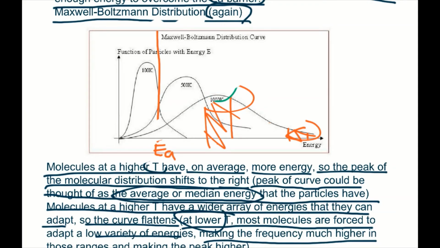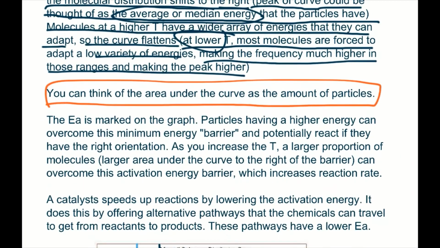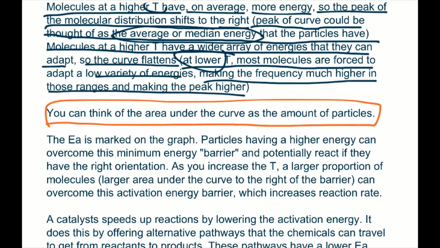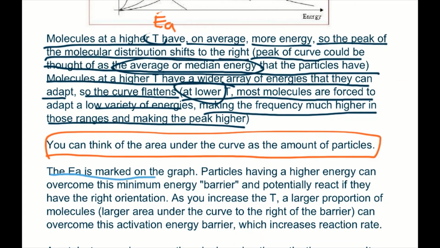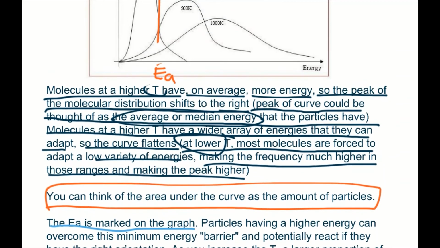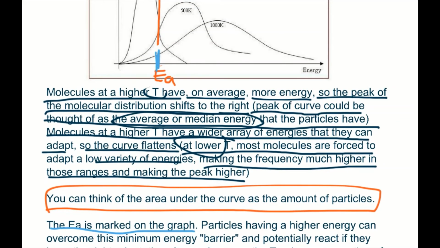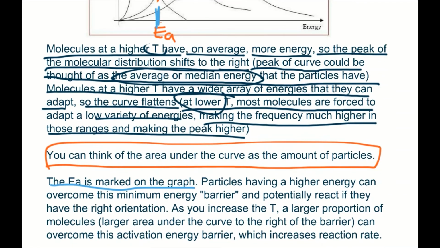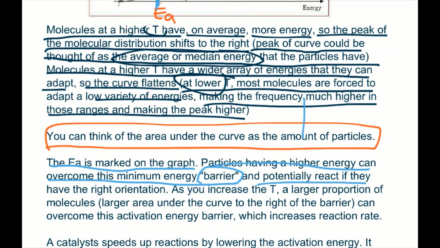So I like to think of it as the area under the curve because, as you will see, it will make things easier. So I have the activation energy marked on the graph, so let's just say that right here is the activation energy. Particles having a higher energy can overcome this minimum energy barrier and potentially react if they have the right orientation.